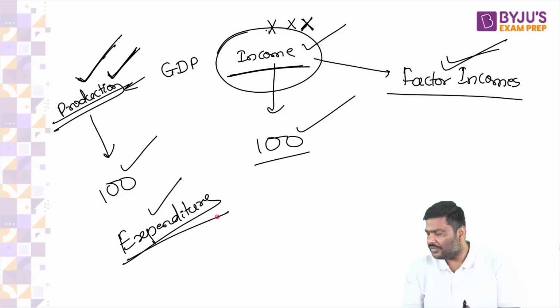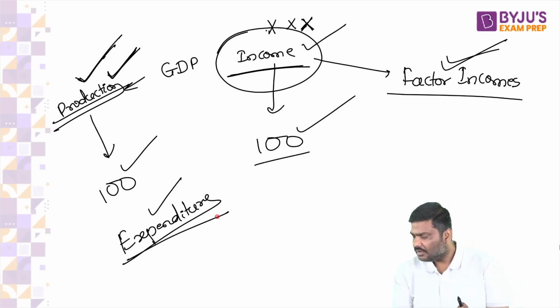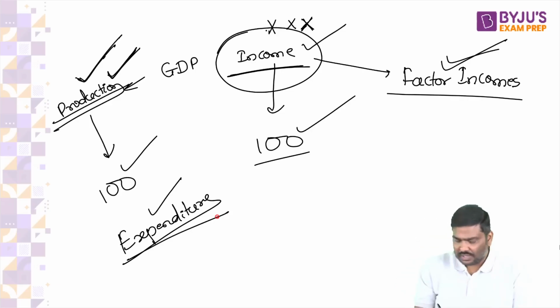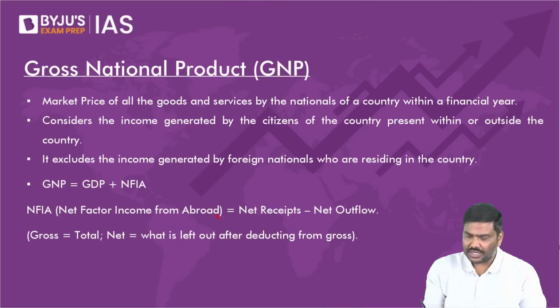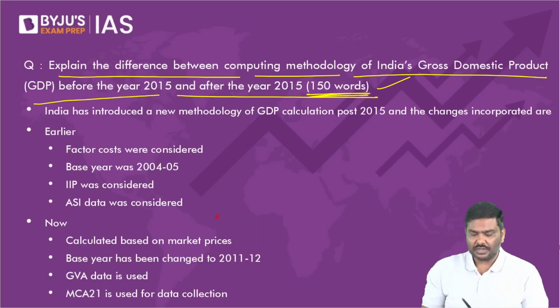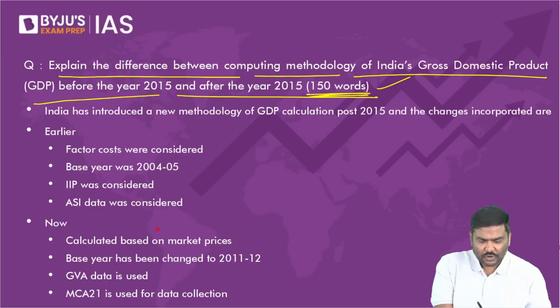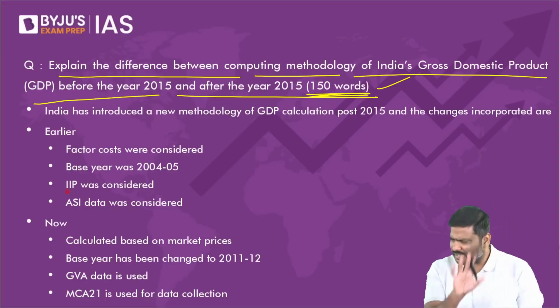Can we go forward? Okay. So this is how GDP is calculated. Now make an observation of this question. Do not worry about this question, just observe it. One point is left out: IIP. I have not discussed IIP. Trust me, we'll discuss later.